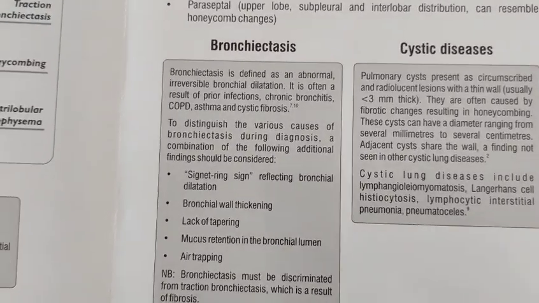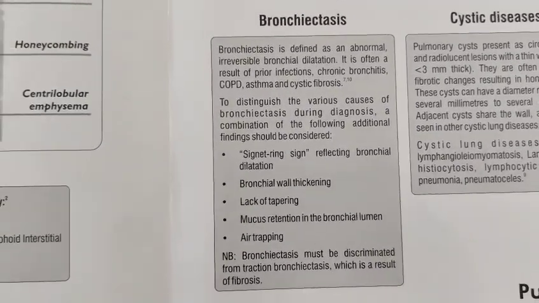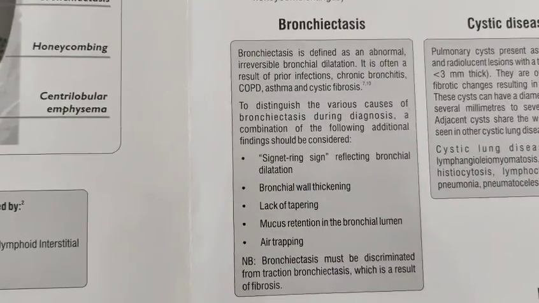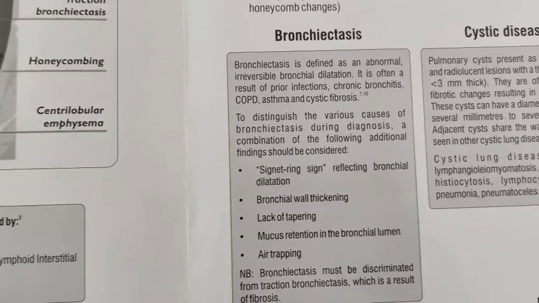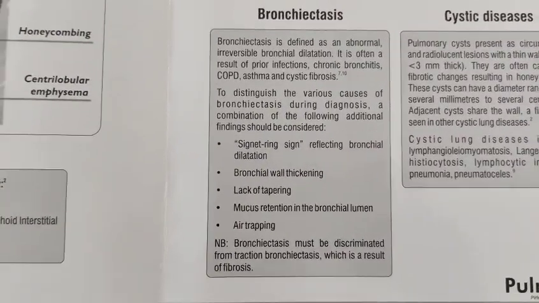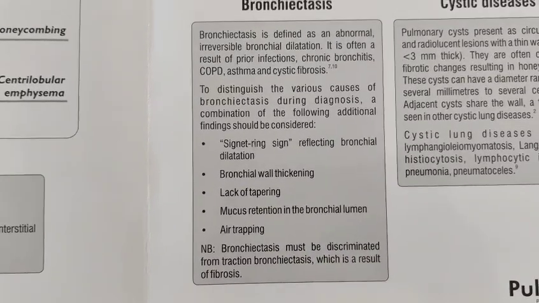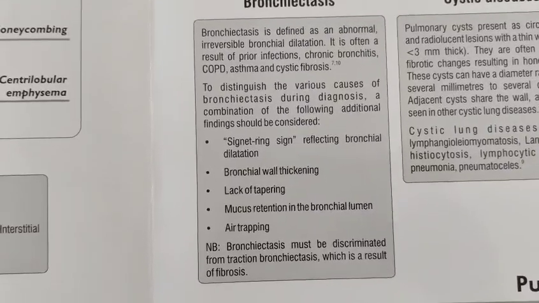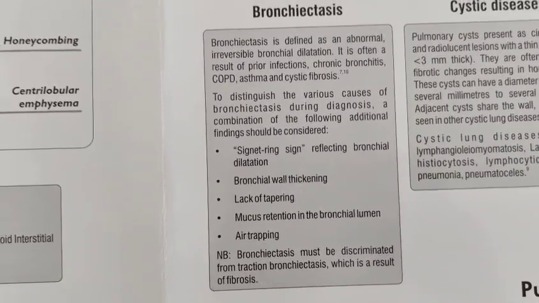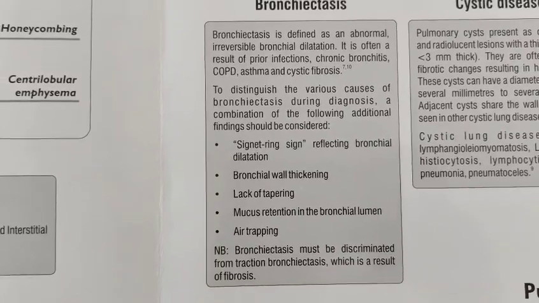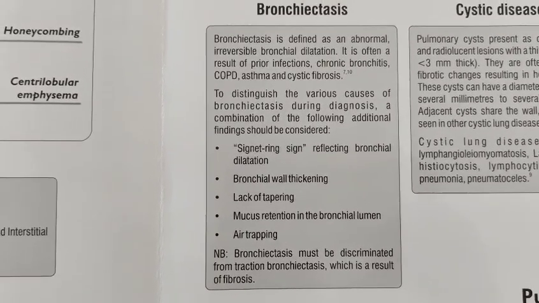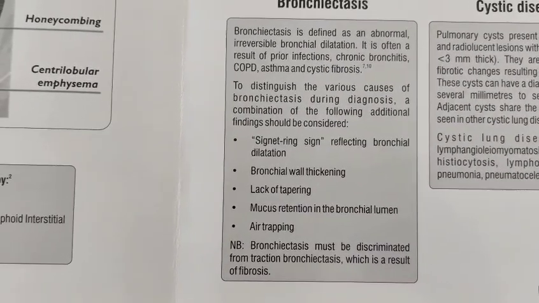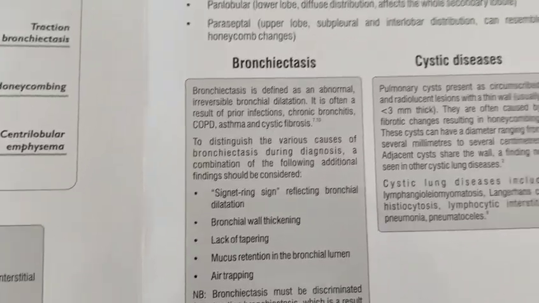Differences between bronchiectasis and cystic disease. Bronchiectasis is defined as abnormal irreversible bronchial dilatation. It is often a result of prior infections, chronic bronchitis, COPD, asthma, and cystic fibrosis. To distinguish the various causes of bronchiectasis, a combination of the following additional findings should be considered: signet ring sign reflecting bronchial dilatation, bronchial wall thickening, lack of tapering, mucus retention in the bronchial lumen, and air trapping. Bronchiectasis must be discriminated from traction bronchiectasis, which is a result of fibrosis.